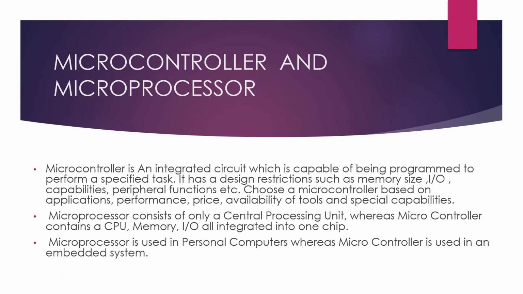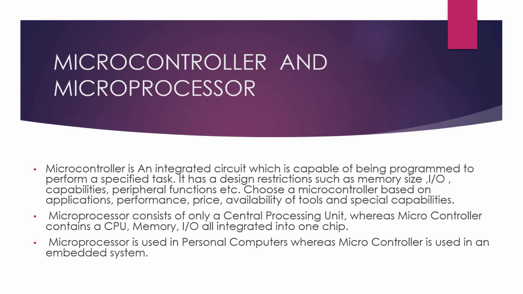Let me look at the parts: microcontrollers, microsensors, and microprocessors. A microcontroller is an integrated circuit which is capable of being programmed to perform specific tasks. It has design restrictions such as memory size and input capacity. Choose a microcontroller based on your application, peripheral functions, performance, price, availability of the tools, and special capabilities. A microprocessor is used in a personal computer, whereas a microcontroller is used in an embedded system. That's the microcontroller which we are using in our embedded system.